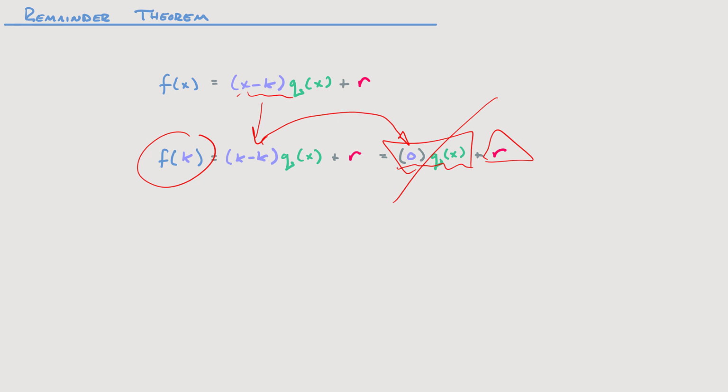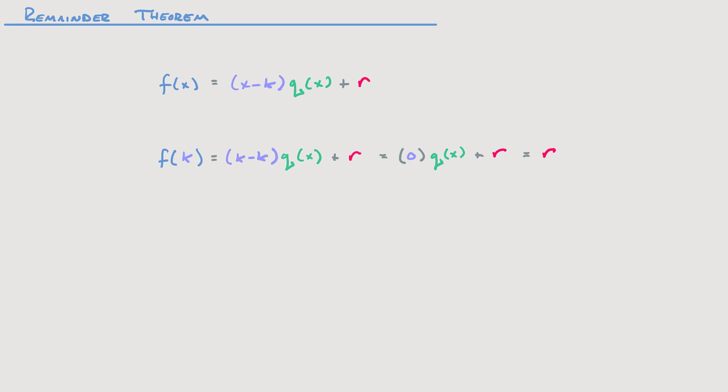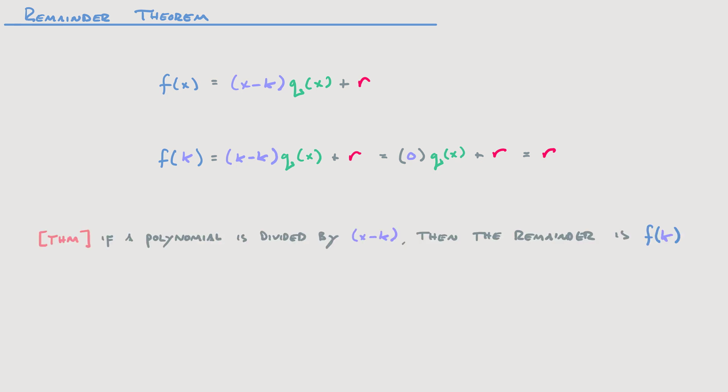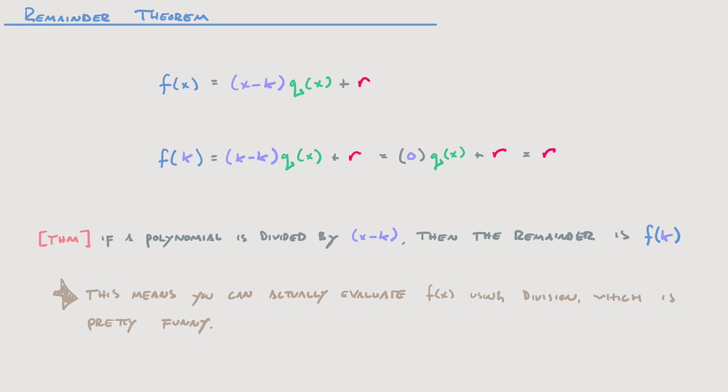That's the worst box I've ever drawn in my life, but there you go. You get f of k is just straight up equal to r. And this is a theorem. It's called the remainder theorem. It says if a polynomial is divided by some x minus k divisor, then the remainder is straight up f of k. It's the evaluation of the function at the value k, which means that you can actually evaluate f of x using division, which is kind of hilarious, right?